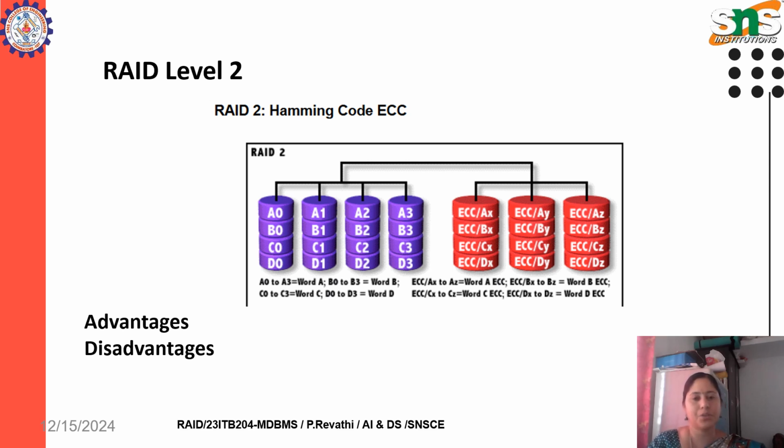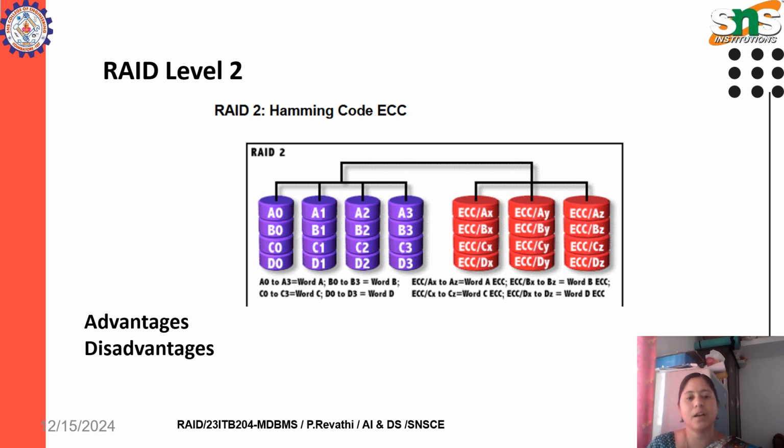RAID level 2 uses striping across disks, with some disks storing error checking and correcting information. It has no advantage over RAID 3 and is no longer used. Each bit of the data word is written to a data disk drive. Each data word has its Hamming code ECC word recorded on the ECC disk. On read, the ECC code verifies correct data or corrects single disk errors.